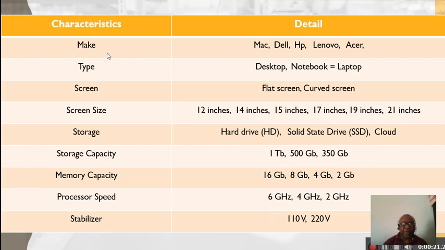First of all, we have to look at the make. Whenever we want to buy a computer, generally we look at the make. What are the names of the companies that make the computers? Examples are Mac from Apple, we have the Dell computer, we have the HP, we have Lenovo, we have Acer. So these are some of the famous makes in the market.